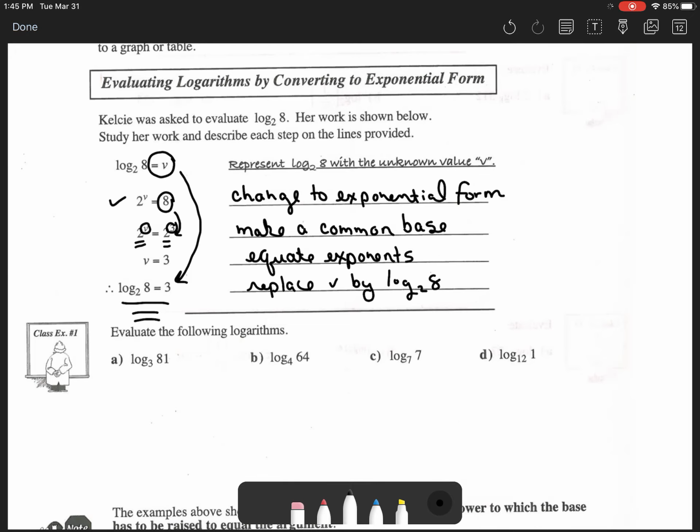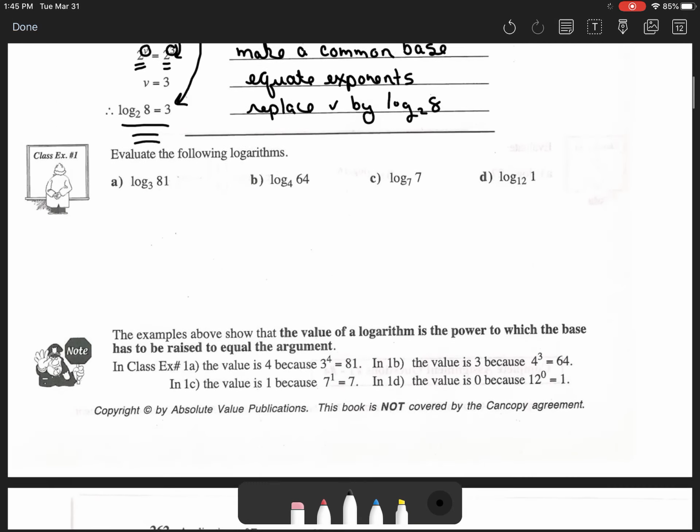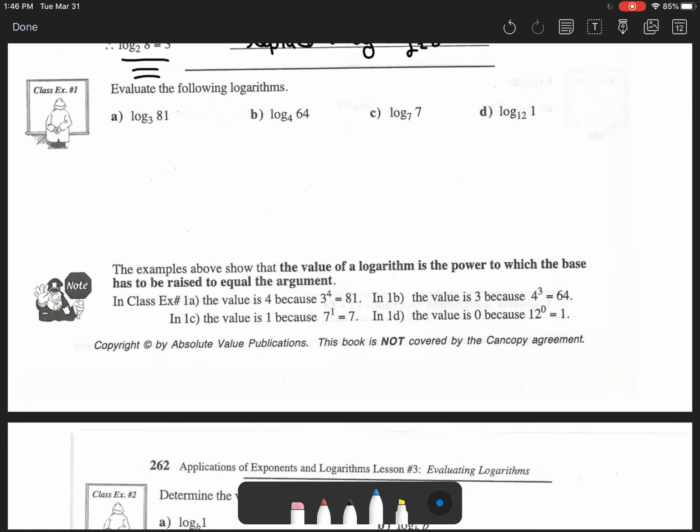And there you go. Using that same rationale, when I move on to evaluate the following expressions, it's the same basic idea. If I want to know what log base 3 of 81 is equal to, the first thing I do is rewrite the expression and make it equal to an unknown variable. Again, I'll use v throughout the lesson today. The next step is to change this into exponential form. So 3 to the exponent of v will be equal to 81.